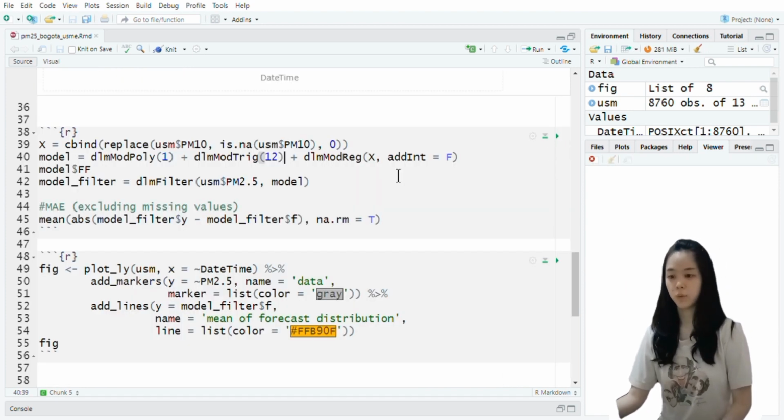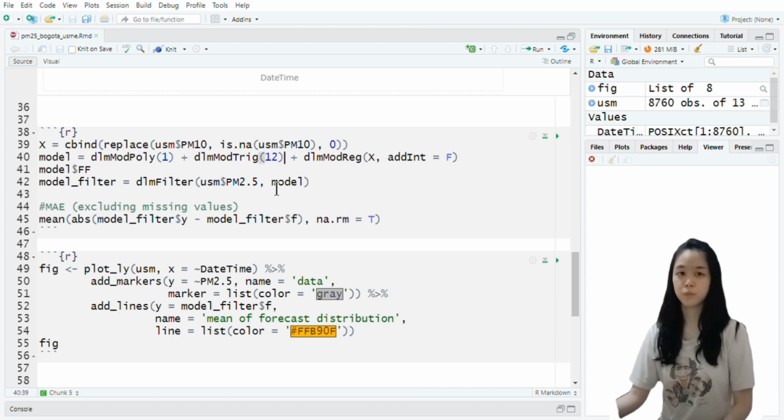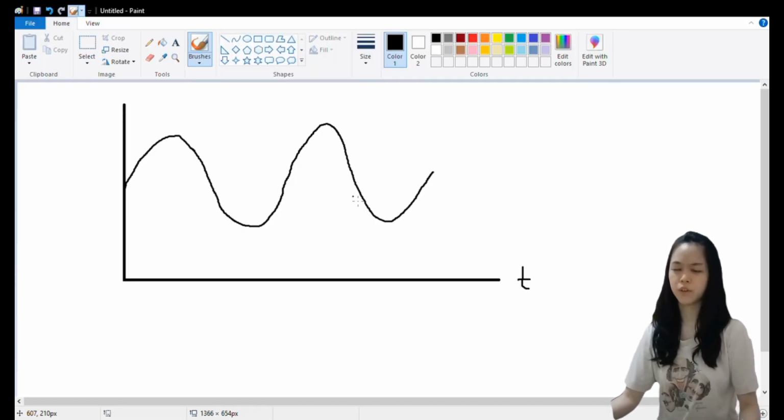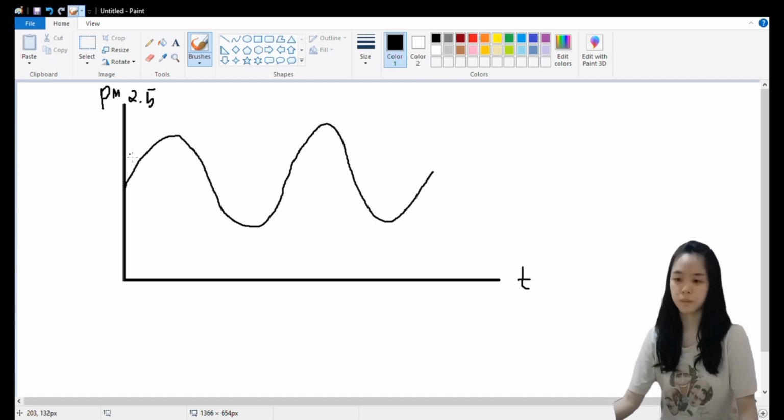Okay, so in R, we can apply the Fourier form representation of seasonality by using this function, dlmModTrig, and 12 here is the period. Let's say we have a very simplified time plot of PM 2.5, where the y-axis is the PM 2.5 level and the x-axis is t. So we can think of PM 2.5 here as a function of time, right? Let's name the function g. So g of t.